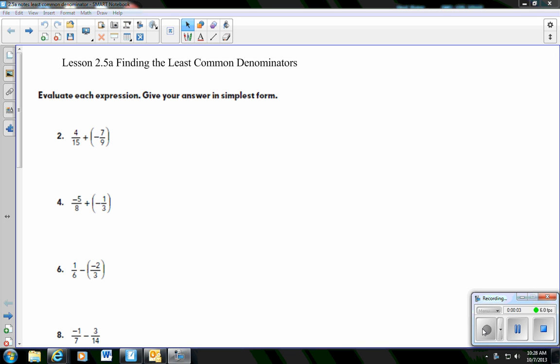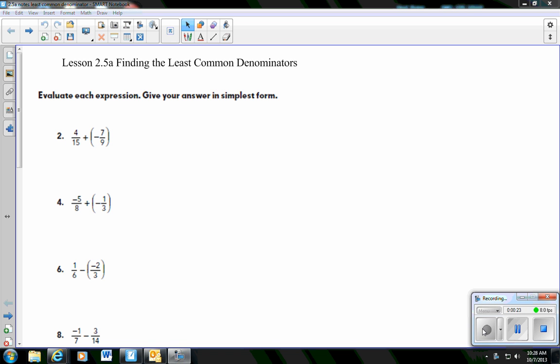These are the notes for lesson 2.5. We're going to break it into three lessons, 2.5A, B, and C. So these are notes for 2.5A, and all we're working on here is finding the least common denominator. In order to add and subtract fractions, we have to have common denominators.